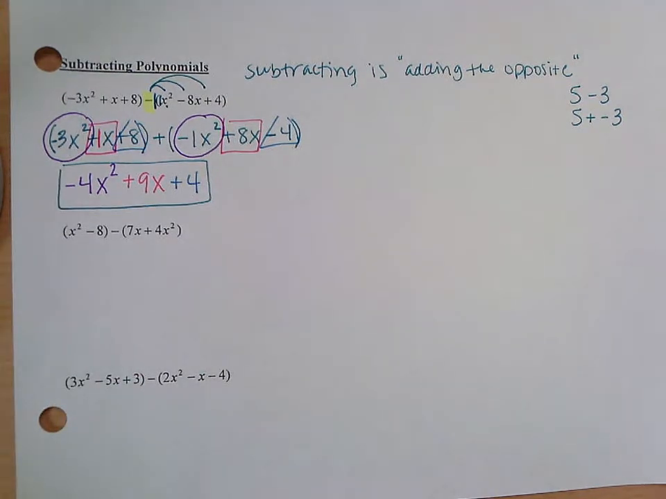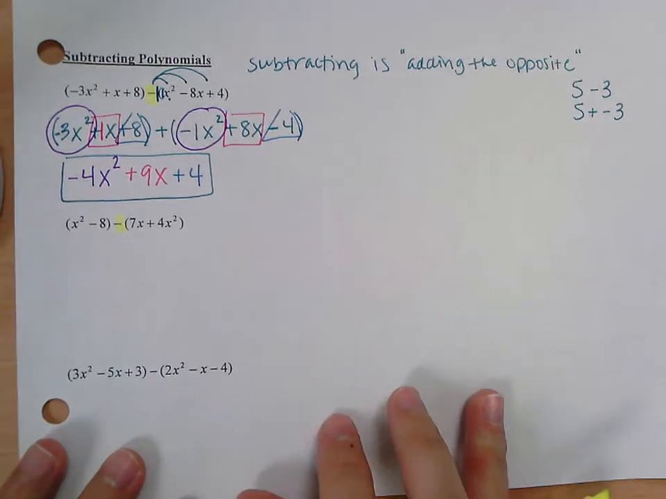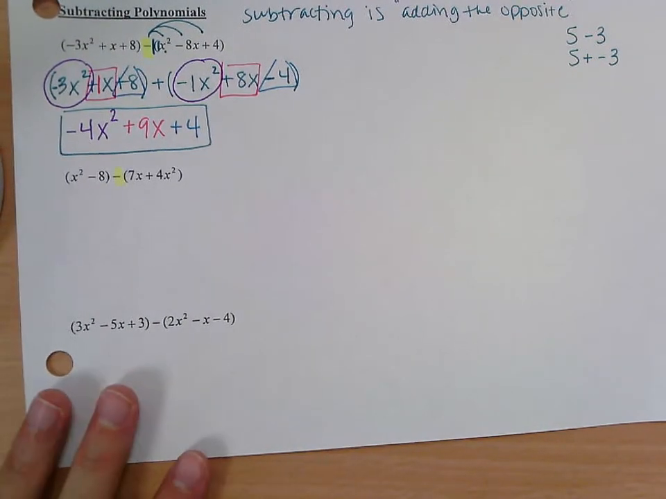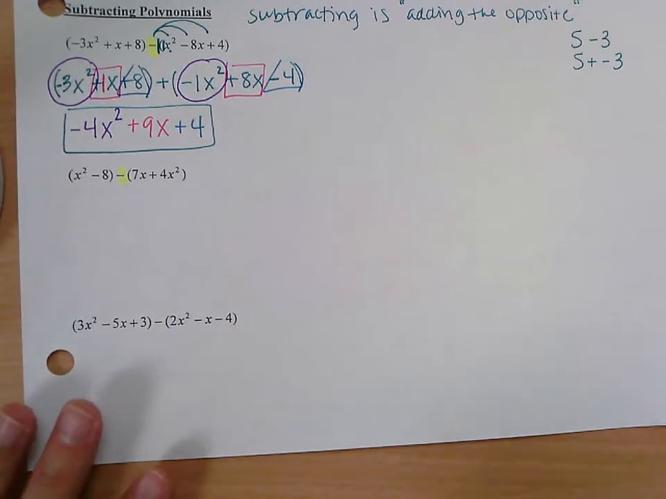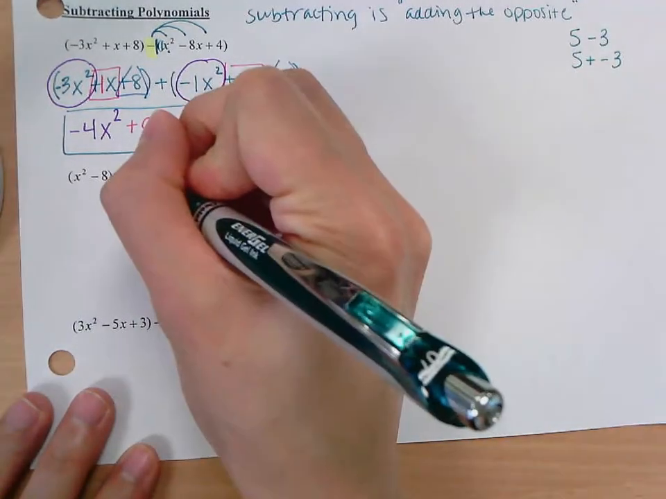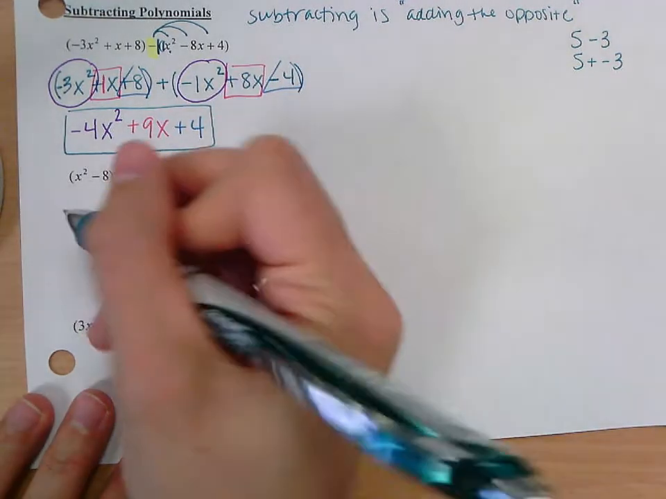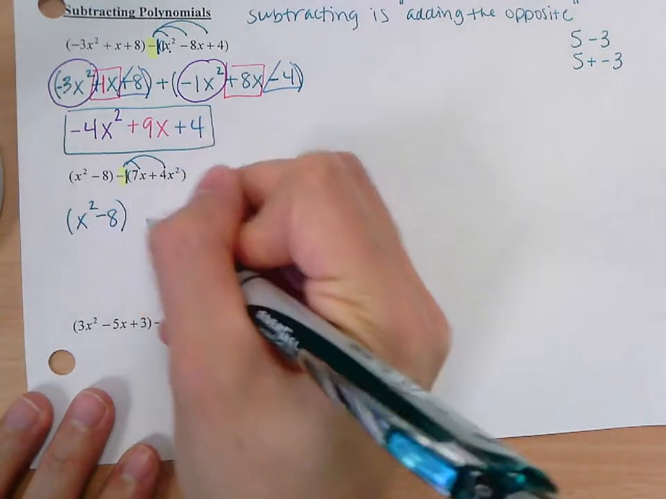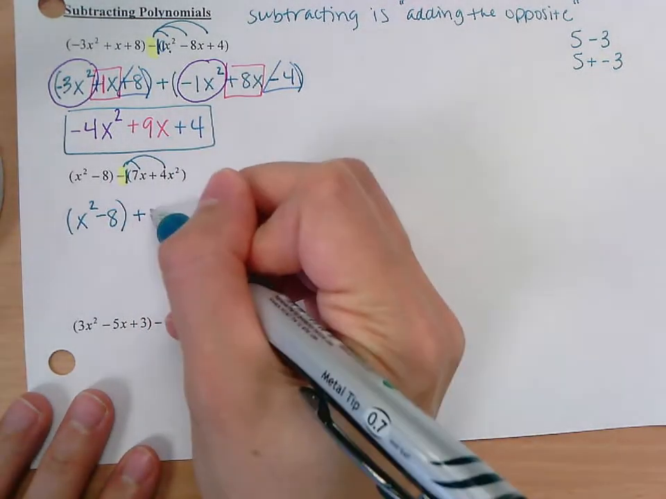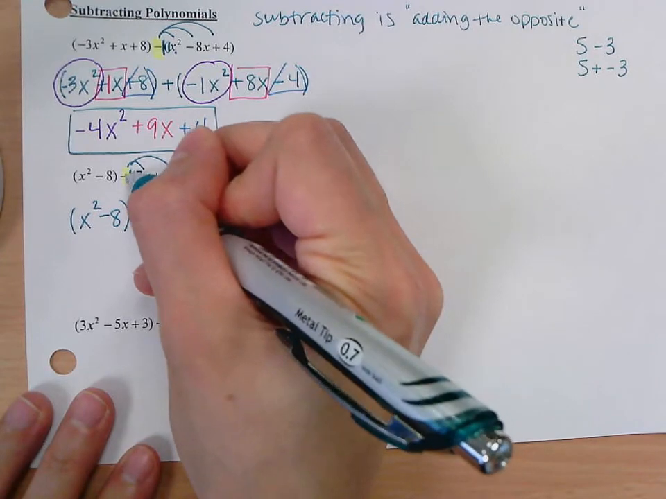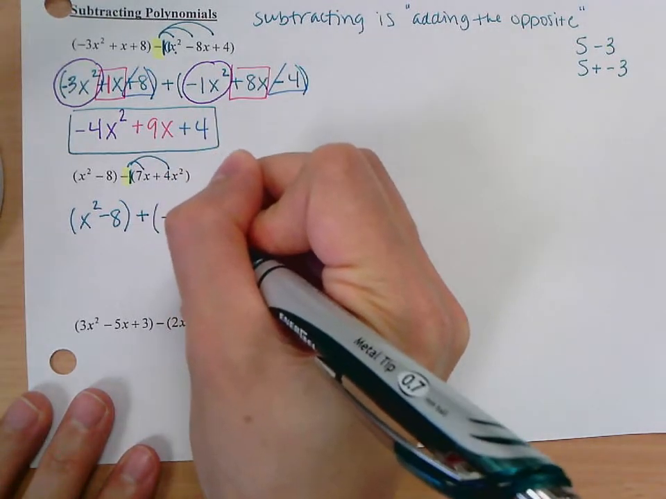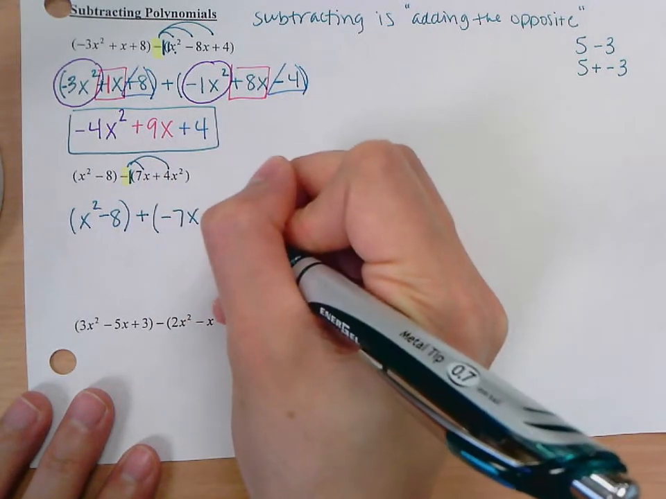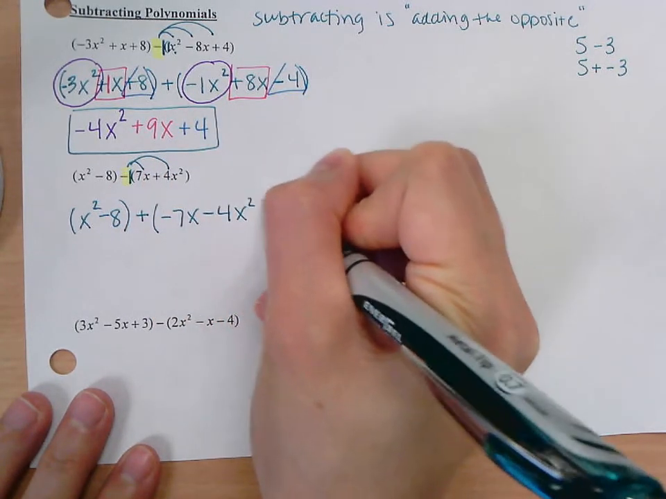So let's look at another one together here. I have x squared minus 8, and then I have minus 7x plus 4x squared. So that's a negative 1 there that I have to distribute. So I still have x squared minus 8. This is now going to be plus, adding the opposite. And then I have negative 1 times 7x is going to be negative 7x. Negative 1 times 4x to the second is going to be a minus 4x to the second.